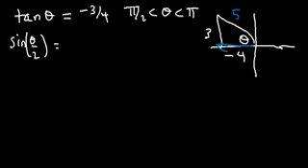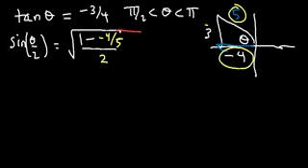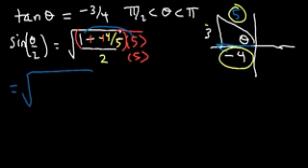So using the equation, we said it's the square root of 1 minus cosine over 2. So it's 1 minus cosine theta, which is adjacent, negative 4 over 5. Now we're going to multiply the inside of the radical, top and bottom, by the denominator 5, just like we did before. The two negatives will become a positive. So if we distribute the 5, 5 times 1 is going to be 5, and 5 times 4 over 5 is just 4. So we get rid of the fractions. And over here, 5 times 2 is 10.